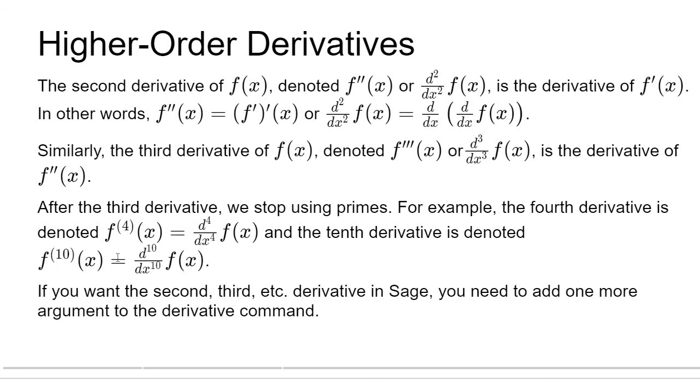The 10th derivative would have this notation, f with this little superscript 10 in parentheses. Don't forget those parentheses. That's what tells you that this is the 10th derivative as opposed to the 10th power of f. Or you can use this d over dx notation with the 10.